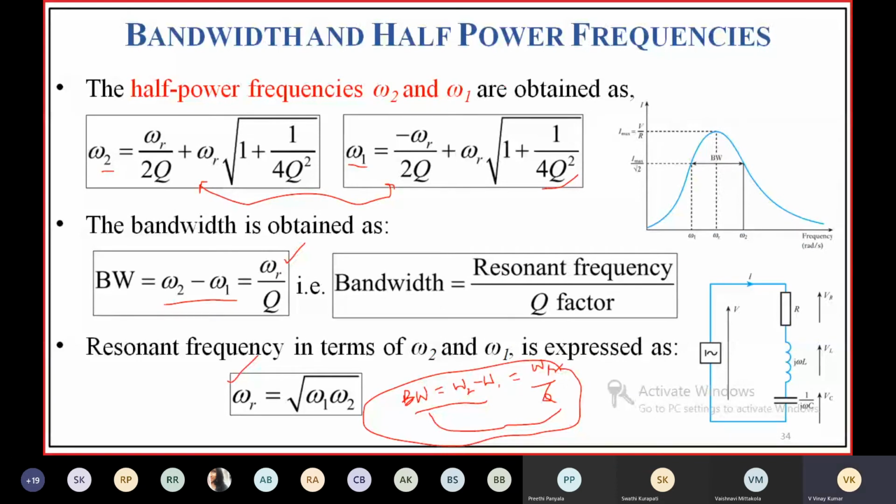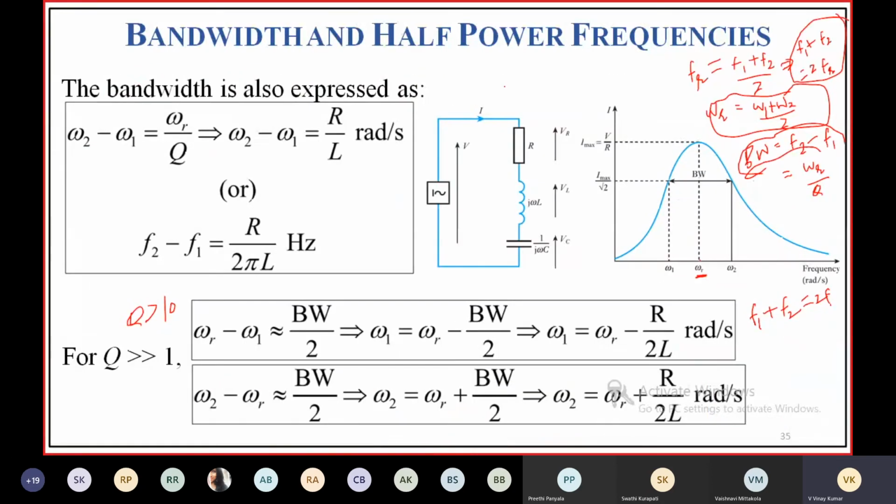Okay, bandwidth is equal to W2 minus W1 is equal to omega r by Q. Okay, so here see, if Fr is located centrally, if omega r is located centrally, then Fr is equal to F1 plus F2 by 2. Then from this, F1 plus F2 is equal to 2Fr. So if omega r is located centrally, then omega r is equal to omega 1 plus omega 2 by 2.